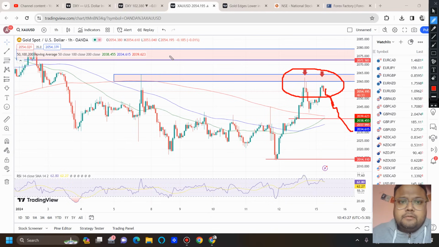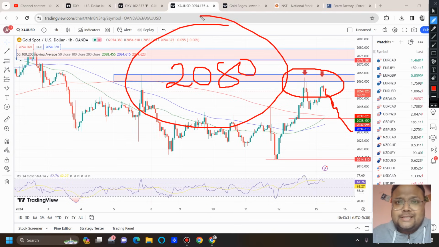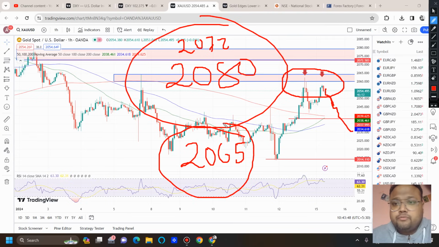The best resistance on the chart of gold is still around 2080, and we have a huge zone around 2072 to 2080. If the market reverses, we can look for a sell. That level is still very much valid. Buy above 2065, which we discussed on Saturday, is also very much valid.